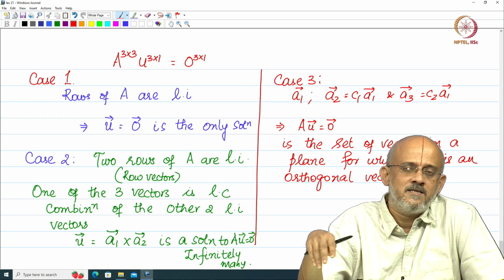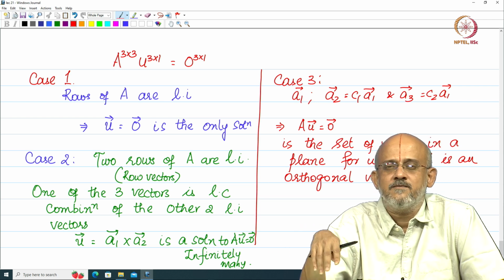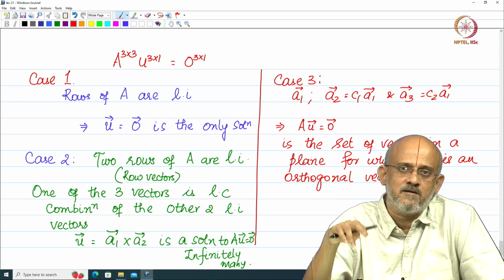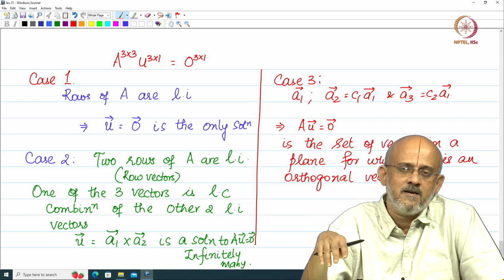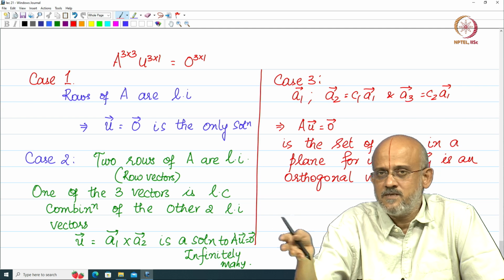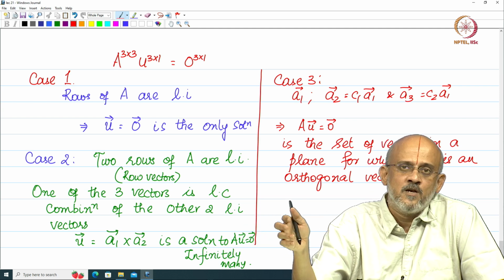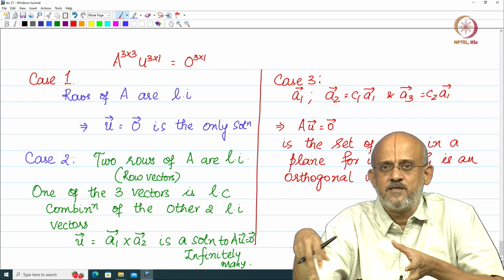Then we figured out that there is a set of vectors in a plane which will be orthogonal to this given single vector, let us say A1, with A2 and A3 being multiples of this A1. So, that is what we had. So, we understood it geometrically.